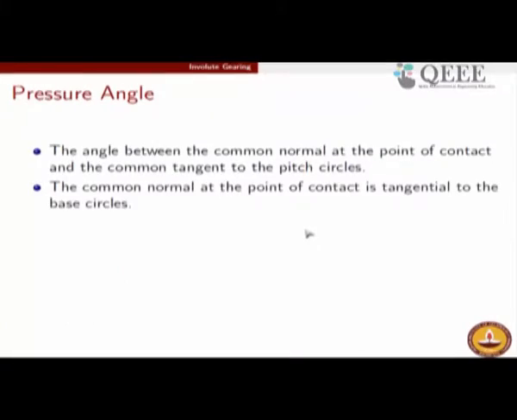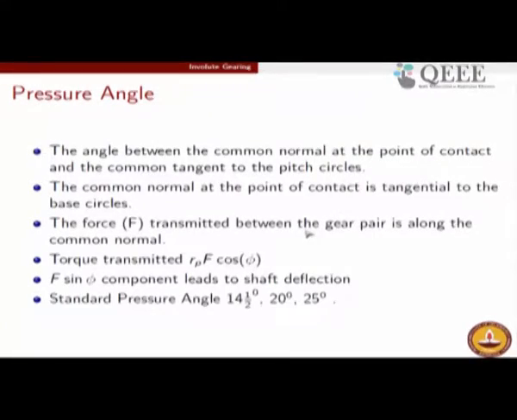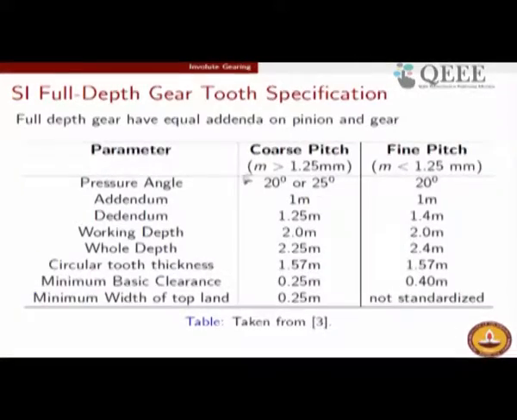So, therefore, we will keep the pressure angle small, and the standard pressure angles that are usually used are 14.5 degree, 20 degree and 25 degree. And as I said yesterday, the pressure angle together with the module determines all the geometric diameters and geometric dimensions for the gear tooth, and these have been arrived at after extensive simulation and experimentation over the years, and therefore, these dimensions are taken as standard.